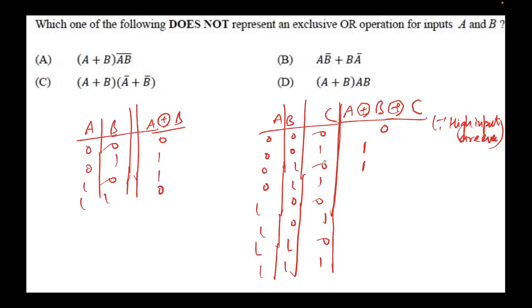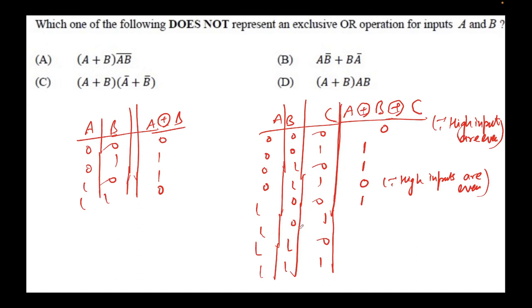Yeah, so 2 inputs are high in the fourth row. So this will be 0 because the number of high inputs is even. There are 2 inputs that are high, B and C. Similarly, if you come to the fifth row, the number of inputs that are high is 1. Only one input is high. Hence the answer would be high.